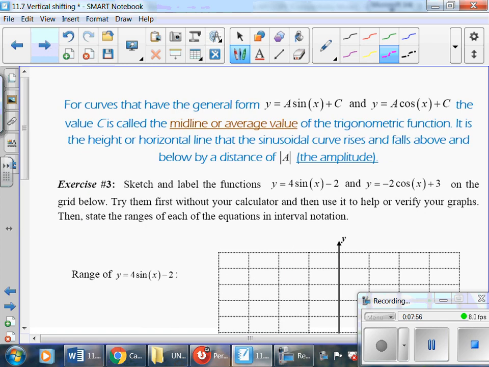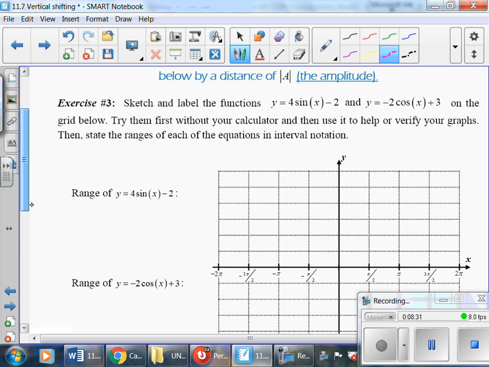So this is where I actually talk about what the midline is. All right, so for curves that have a general form of y equals a sine x plus c and a cosine x plus c, the value c is called the midline or average value of the trigonometric function. It is the height or the horizontal line that the sinusoidal curve rises and falls above and below by a distance of the absolute value of a, which is the amplitude. All right, so now let's see what happens when we put a negative sign. Instead of being a positive c, we're going to have a negative c.